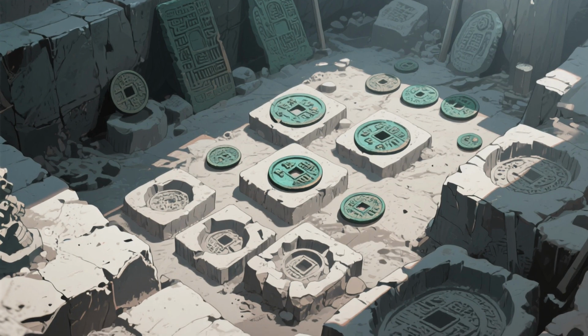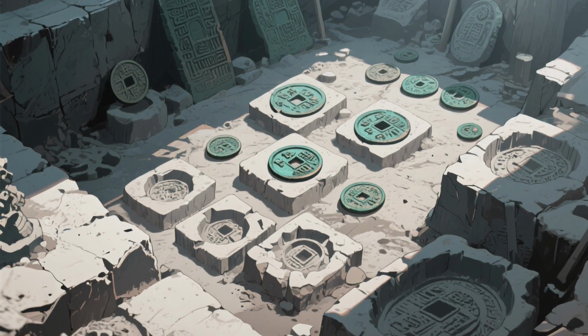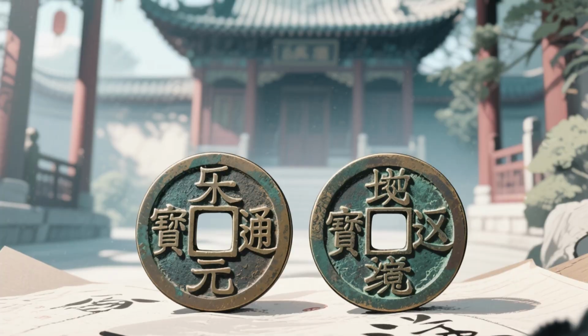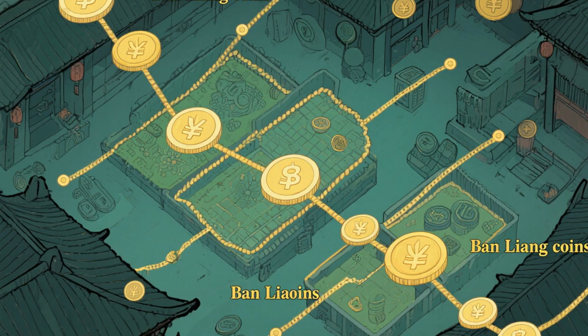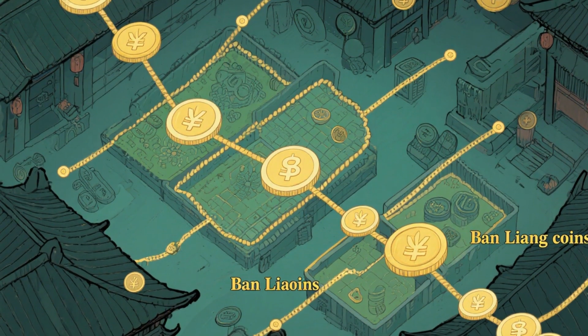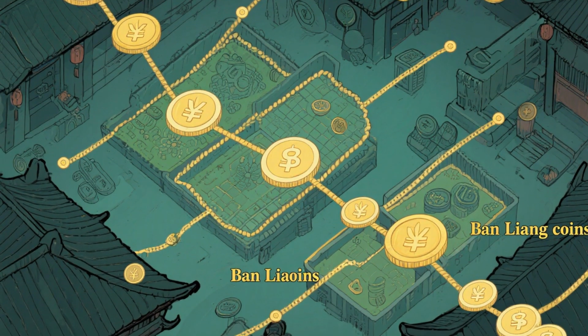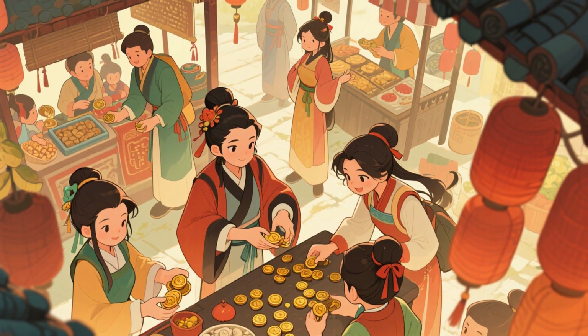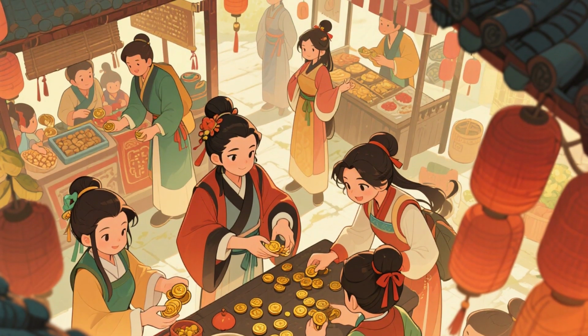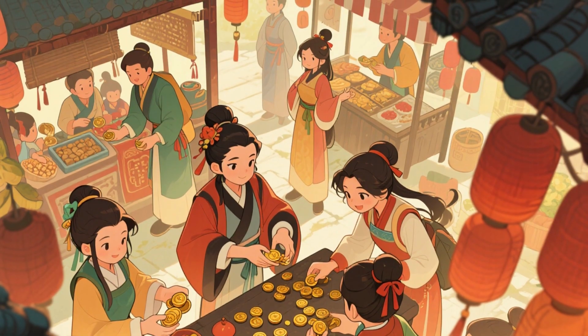Archaeologists have found large caches of Banliang coins and even casting molds. The striking thing is the consistency. A Banliang made in the north matches one from the south. For the first time, value traveled cleanly across distance. Trade accelerated, tax collection became more efficient, and the economy wove into a single web.